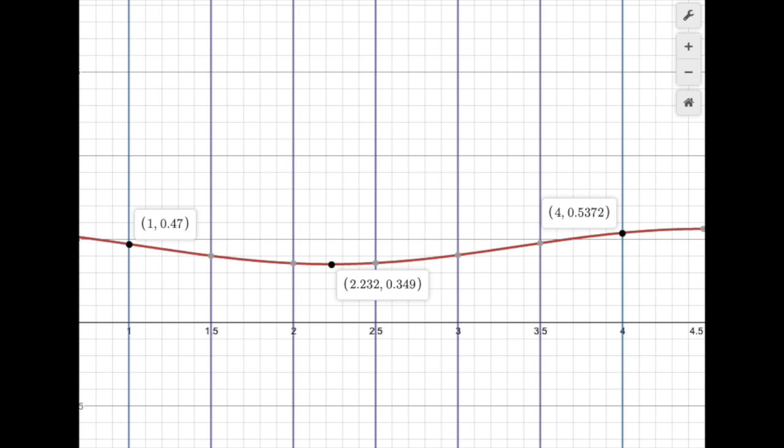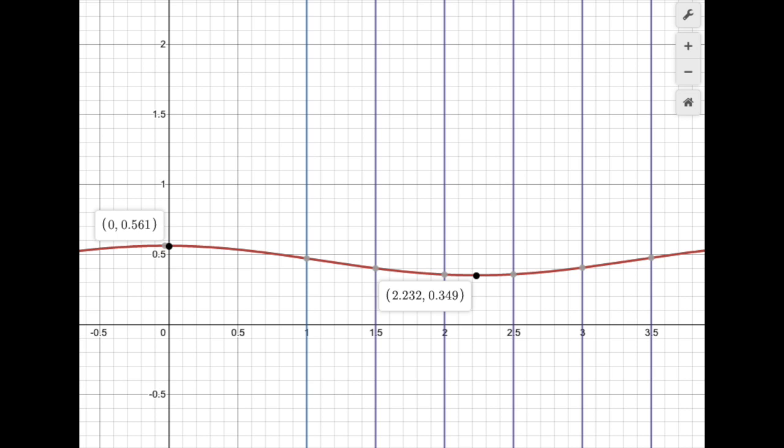Now that we have the maximums, we will continue with the minimum. This minimum is located between the third and fourth trimester, at the point 2.23, 0.34.